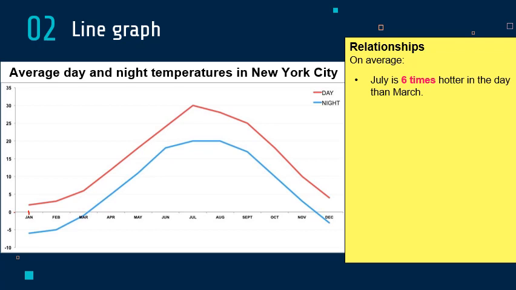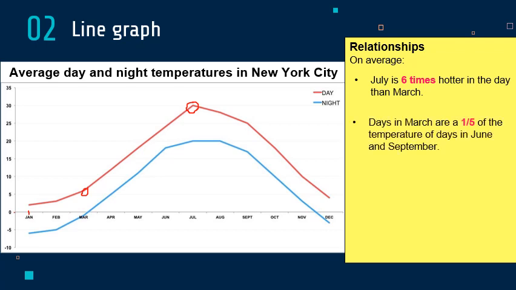So I go to my day line, which is red, and I go to July, and the temperature is 30 degrees. And in March, it's 5 degrees. That's the average day temperature. So I know that 5 times 6 is 30. So I can say that July is 6 times hotter in the day than March. I could also say that March is 6 times cooler in the day than in July, if you wanted to do it that way.